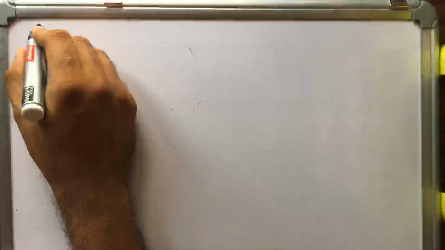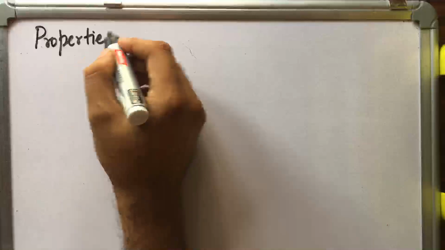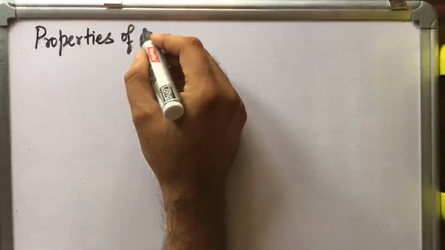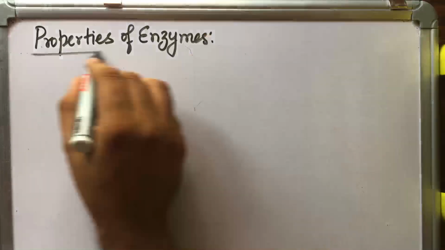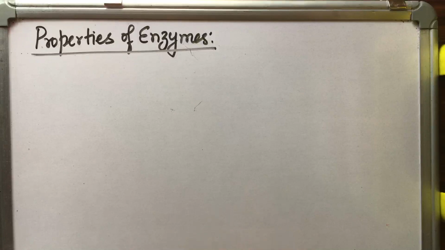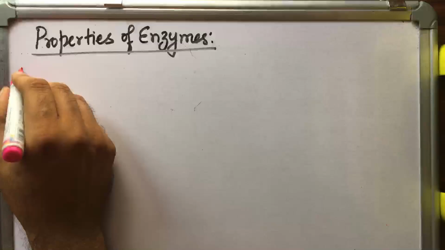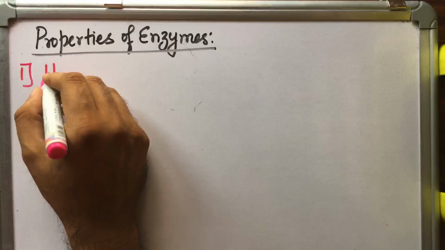Let's start studying about the properties of enzymes. First property of enzyme is that it is highly efficient.